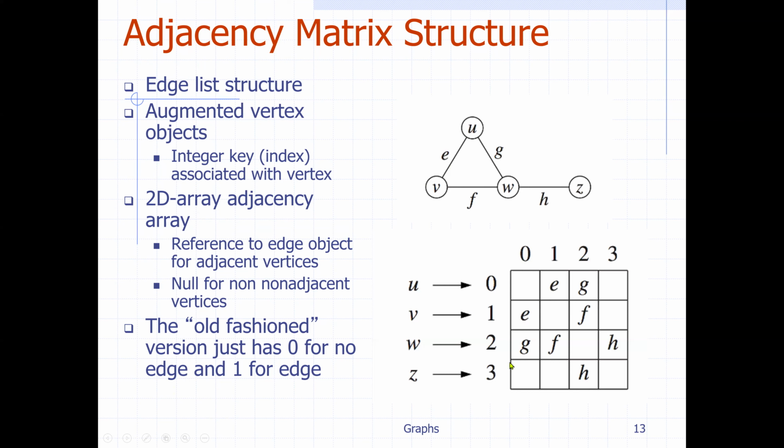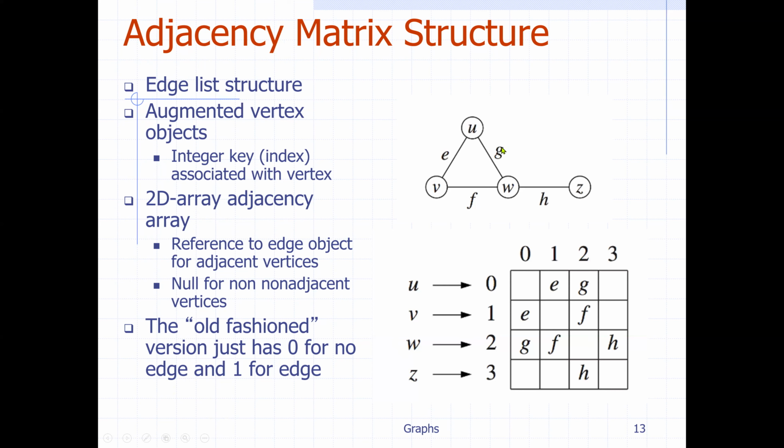Now we have W is 2. So from V to W, we have F. So 2, we have F. And we don't have V to Z. Z is 3. So we leave there empty. Then we move to 2, which is W. So we start with 0 first. W to 0, we have G.